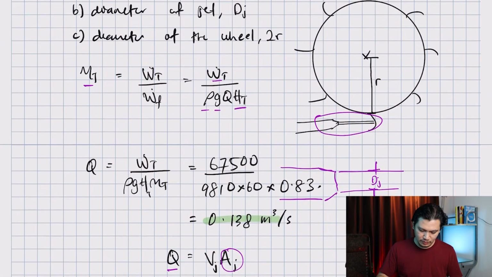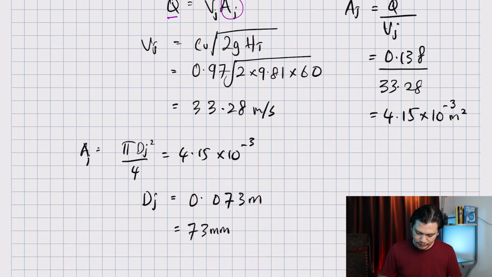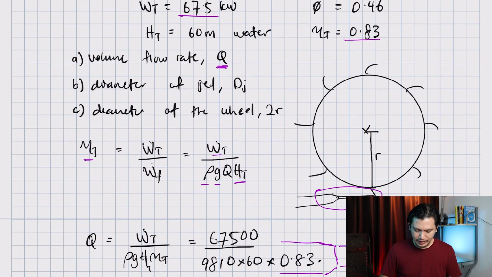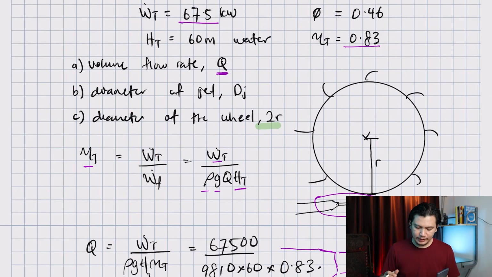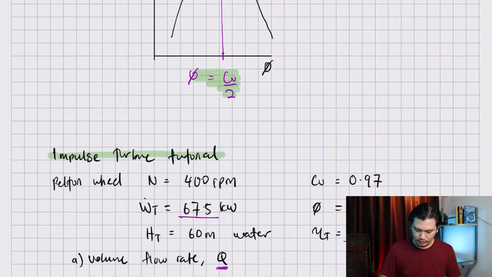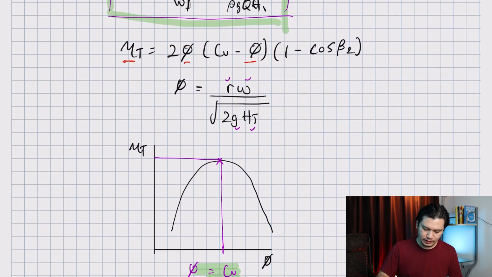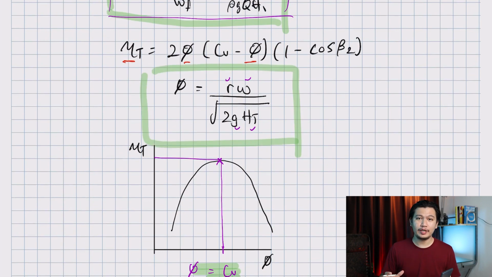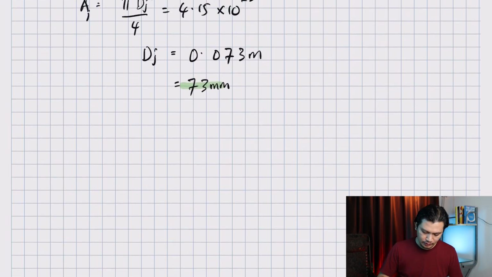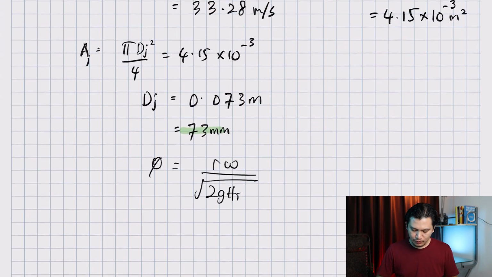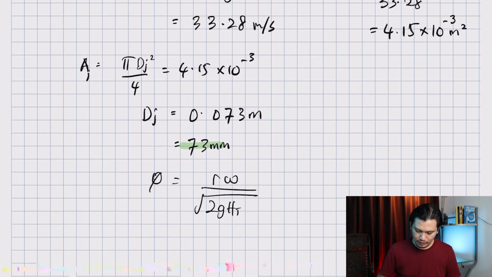Okay, now you got the second answer, which is the diameter of the jet. Now finally, you are looking for diameter of the wheel, which is 2r. Now to find this r, we need to go back to our equation before, and I believe this is the right equation that we can use. So phi is equal to r omega divided by square root of 2g ht. Let's write it again. Phi is equal to r omega divided by square root 2g ht. And remember we are looking for r.